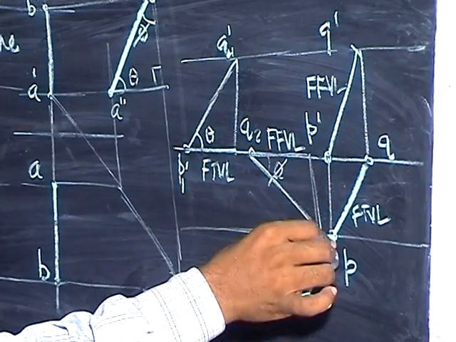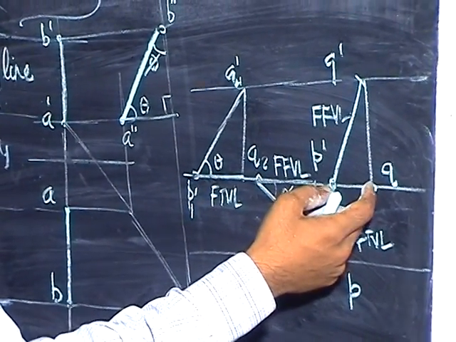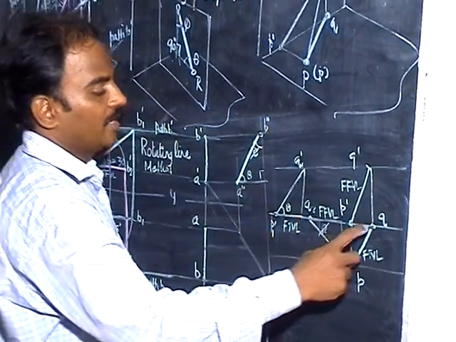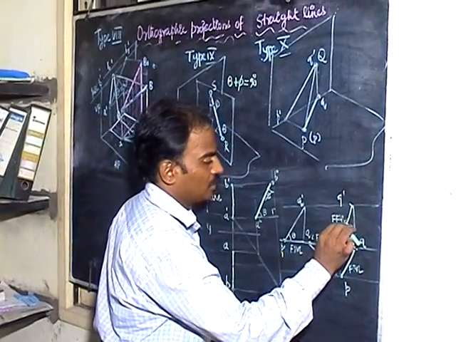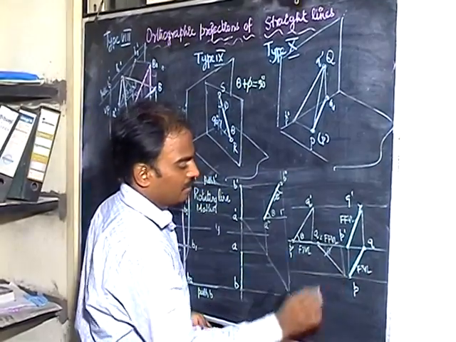Instead of bringing it to the top, you can take this as radius. You can keep Q as center and the final top view length as radius, and you can cut and arrive at the answer. See this? Here P dash Q dash is an answer front view, PQ is answer top view.